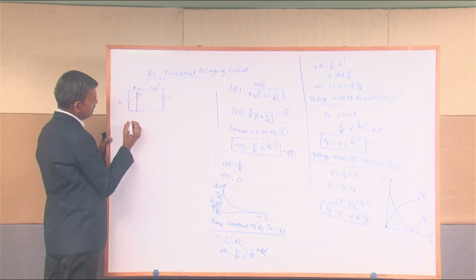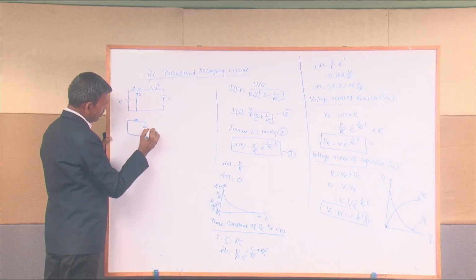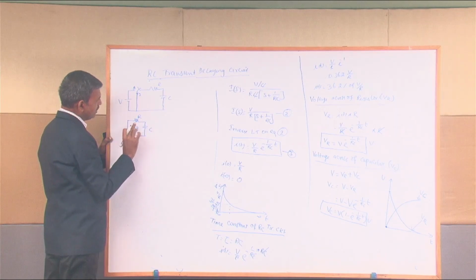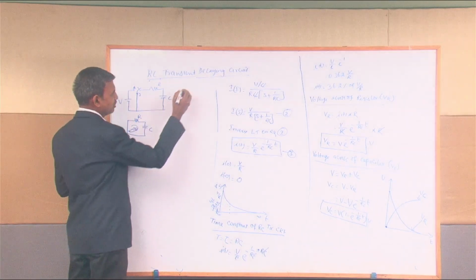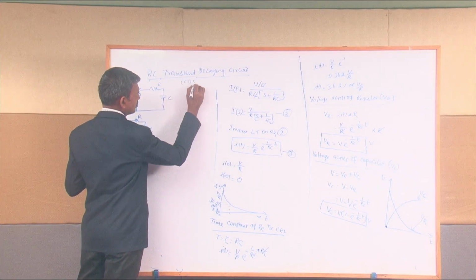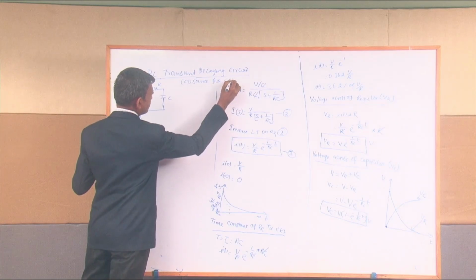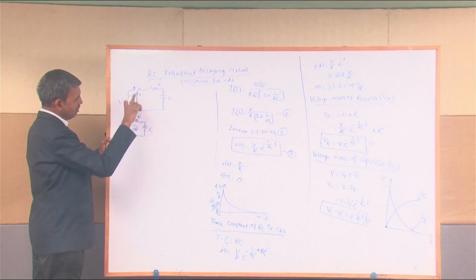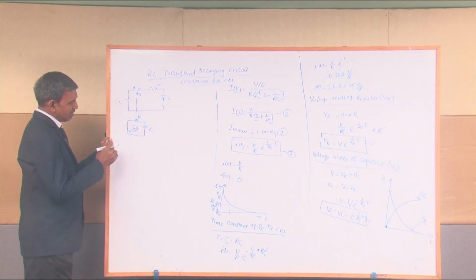Now the circuit is redrawn with R and C. We have only two elements. The current flowing through this circuit is I of t. The RC decaying circuit is nothing but a source free circuit. Why is it called a source free circuit? Because we have removed the source and connected only the capacitor and resistor.